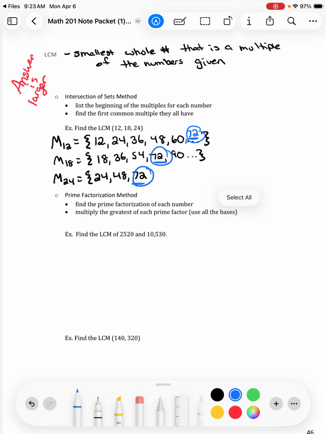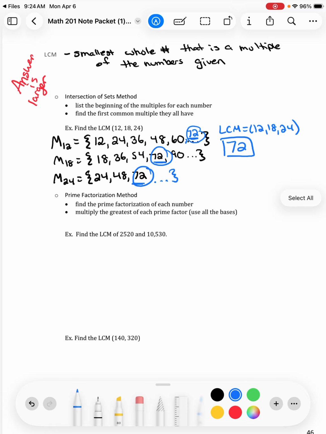So, you might have to go back to that smaller one. I had to list out a lot more of them. That's because 12 is half the size of 24. So it didn't take as many to get to 24. So you just kind of have to go play around a little bit. But technically, each one of these sets is infinite. I could keep on going, but as soon as I hit the first number that appears in all three of them, that's what the LCM is. So this is the LCM of 12, 18, and 24. The answer is 72.